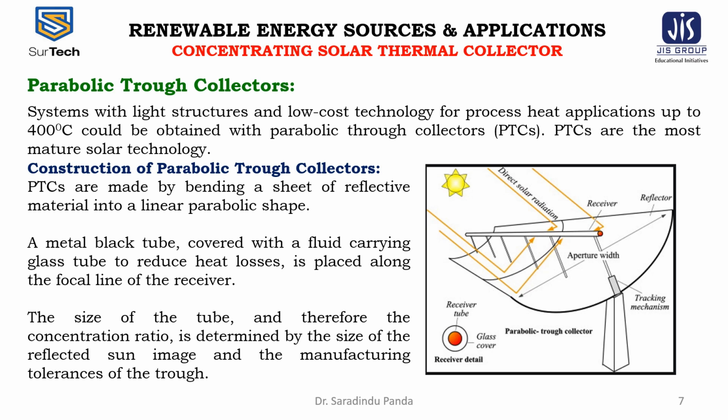Now the construction of the parabolic trough collectors. PTCs are made by bending a sheet of reflective material into a linear parabolic shape. A metal black tube covered with a fluid carrying glass tube to reduce the heat losses is placed along the focal line of the receiver. The size of the tube, and therefore the concentration ratio, is determined by the size of the reflected sun image and the manufacturing tolerances of the trough.